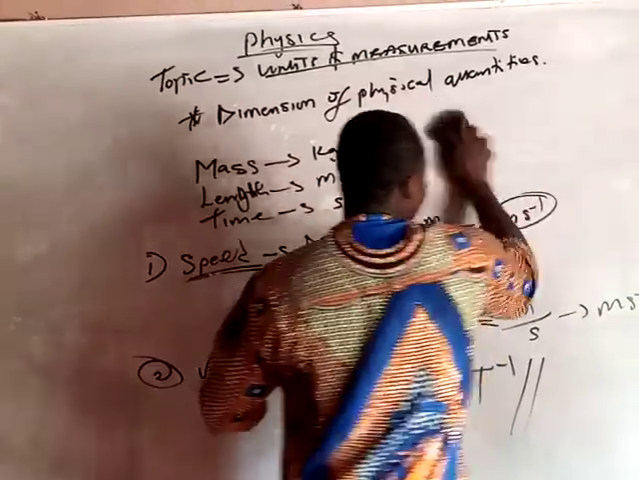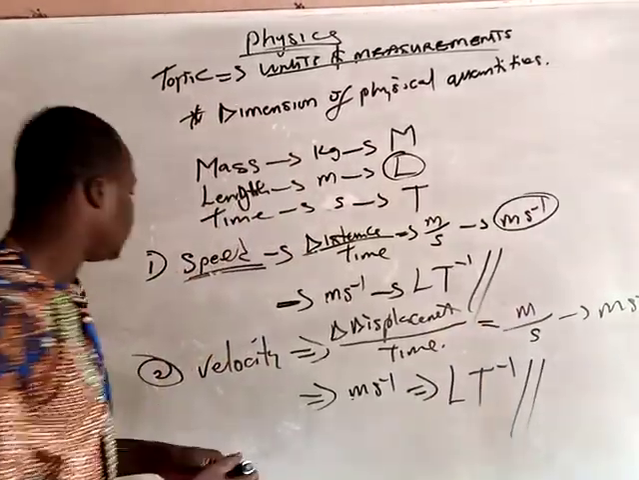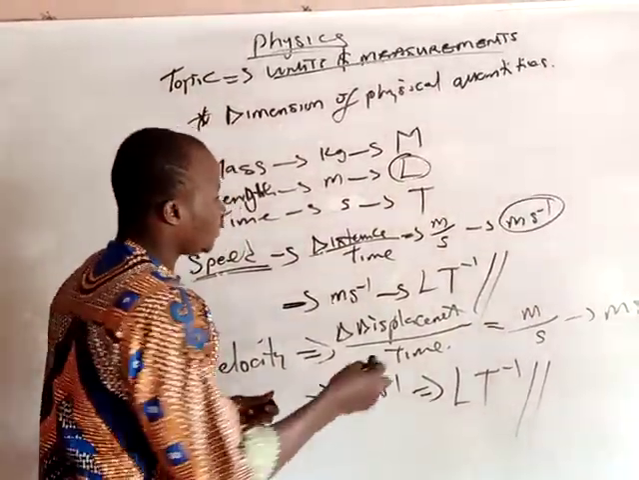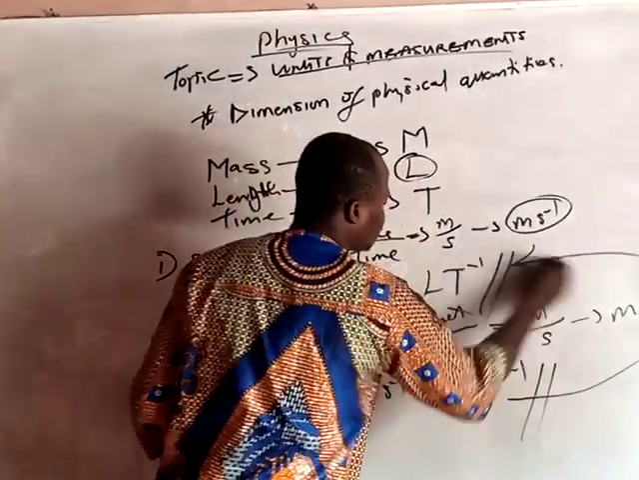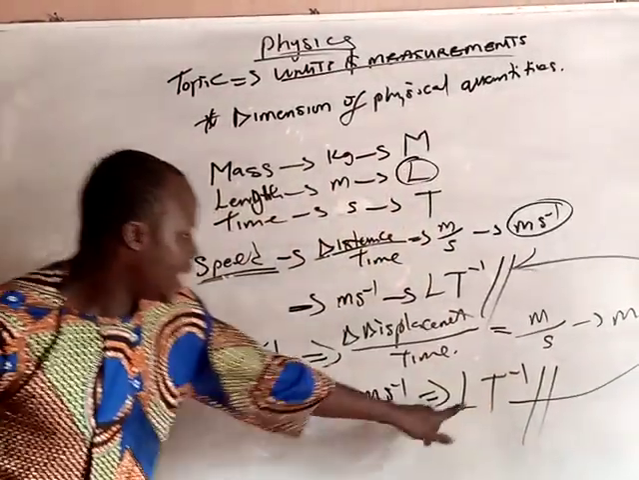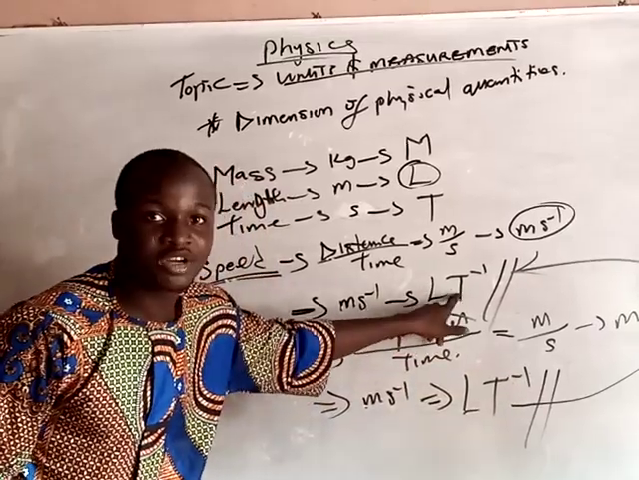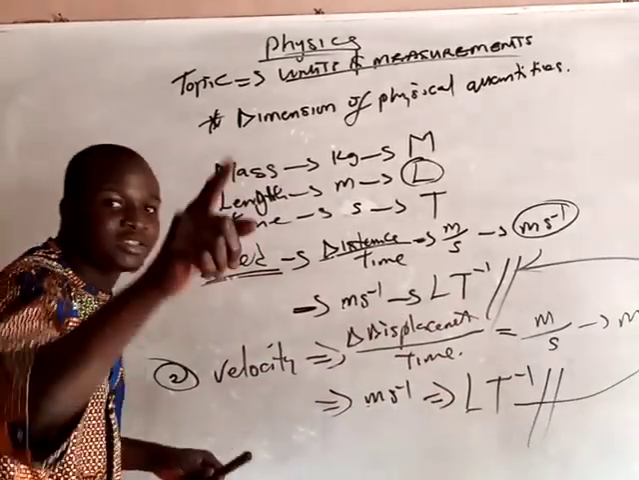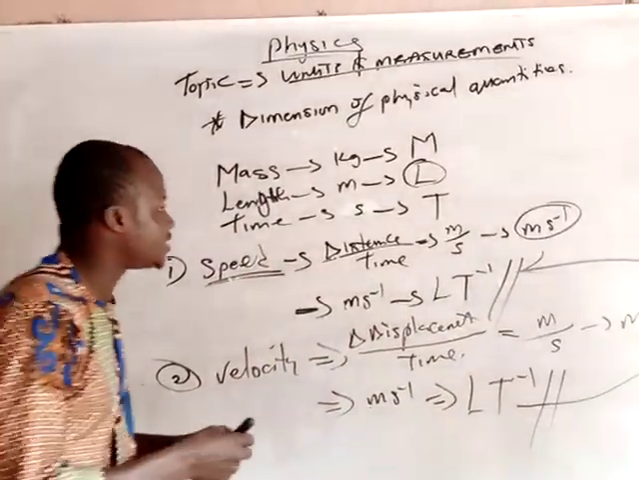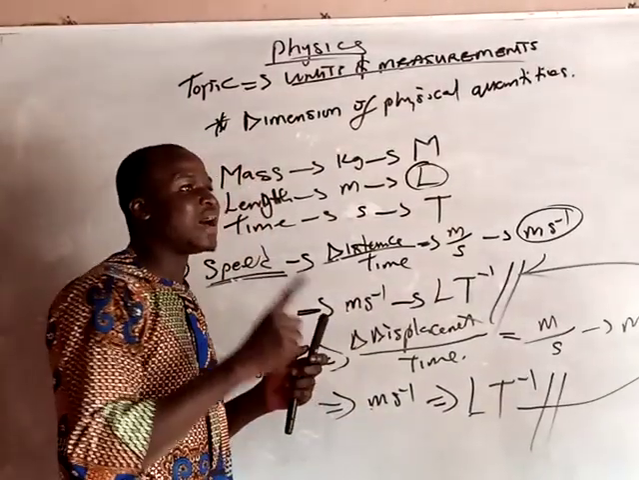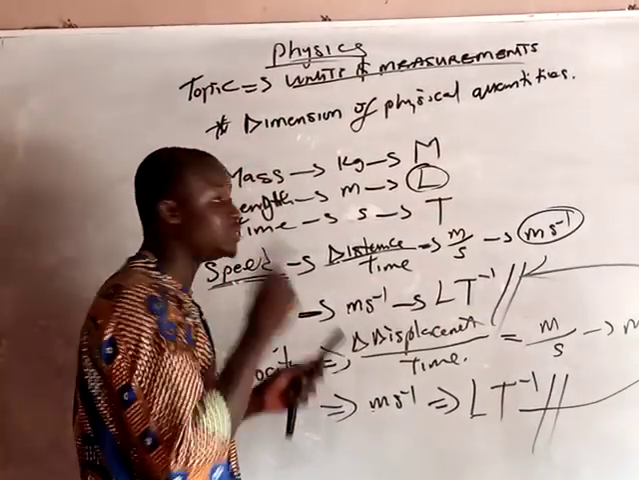I'm going to stop here for today. Then in the next video we continue from density. Now, you can see that this and this are the same thing, right? LT raised to the power of minus 1, LT raised to the power of minus 1. JAMB or WAEC will test you on which of the following has the same dimension as speed.